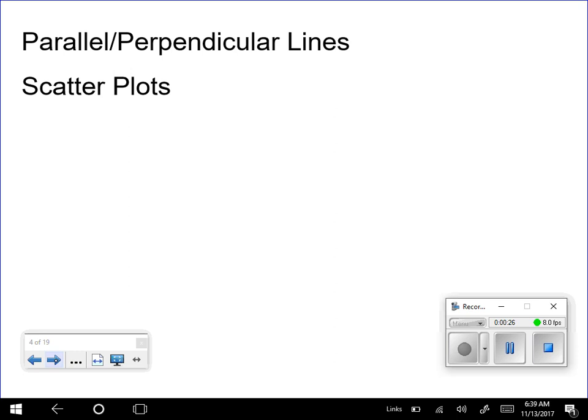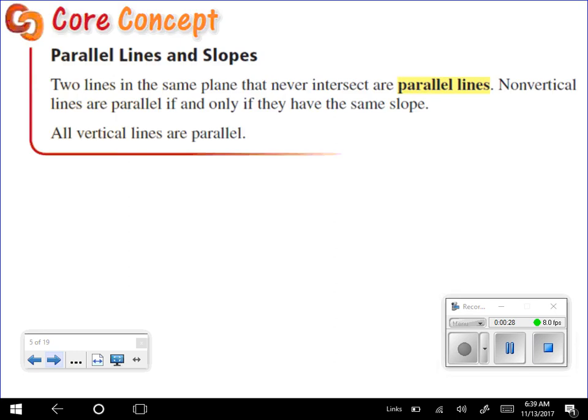So let's get started. We talked about parallel lines and their slopes. Two lines in the same plane that never intersect are obviously parallel lines. You've probably worked with parallel lines a lot. But something new we're going to be using is the fact that we can know that lines are parallel if they have the same slope. Okay? So we worked a lot with finding slope, and we're going to use that idea to help us know if we have parallel lines or not.